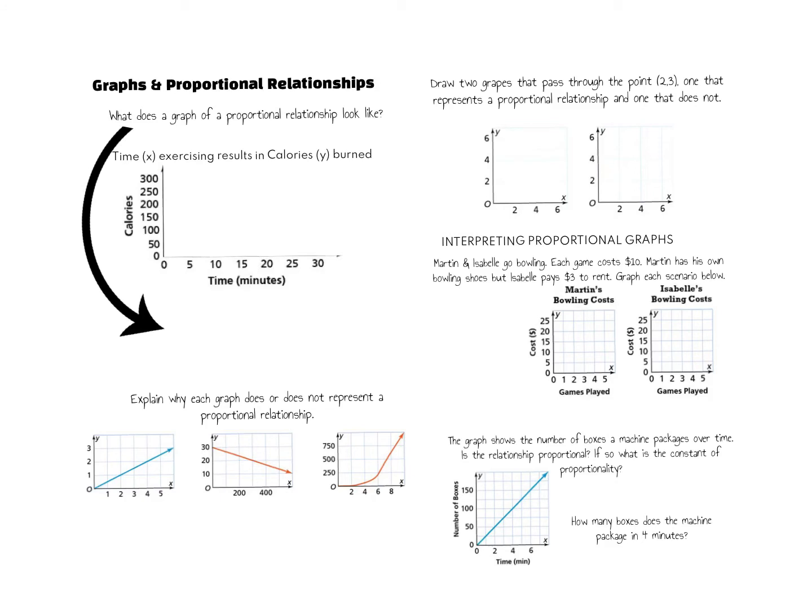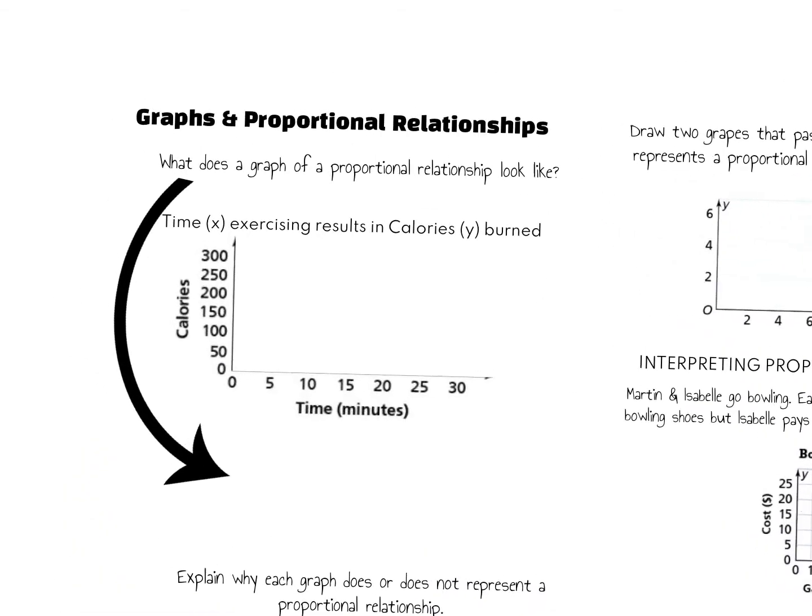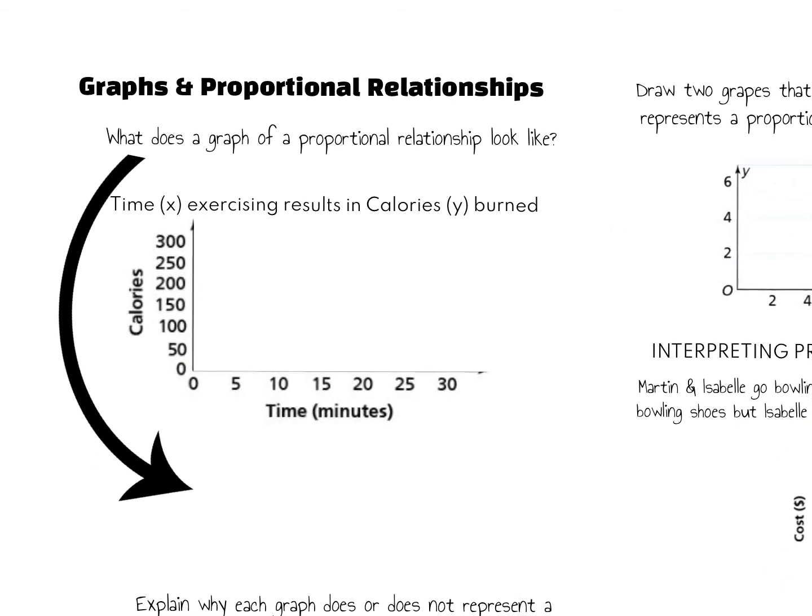Hello, today's lesson is on proportional relationships and what they look like on a graph. By the end of this lesson, you should be able to identify a proportional relationship or a non-proportional relationship by looking at a graph, and you should be able to interpret what a proportional relationship looks like on a graph. So let's start with, what does a graph of a proportional relationship look like?